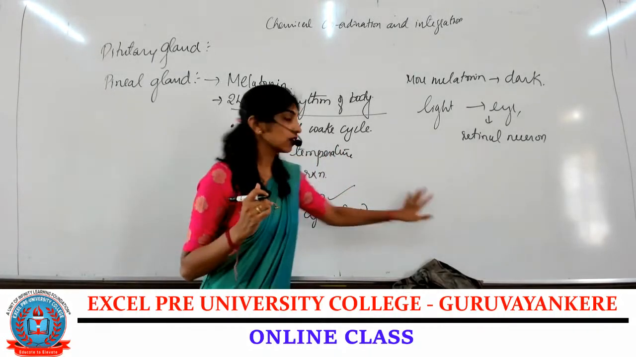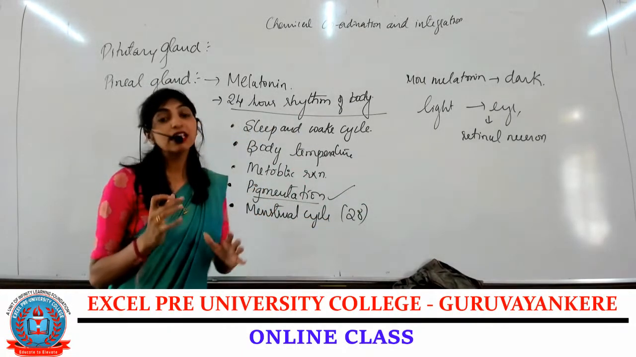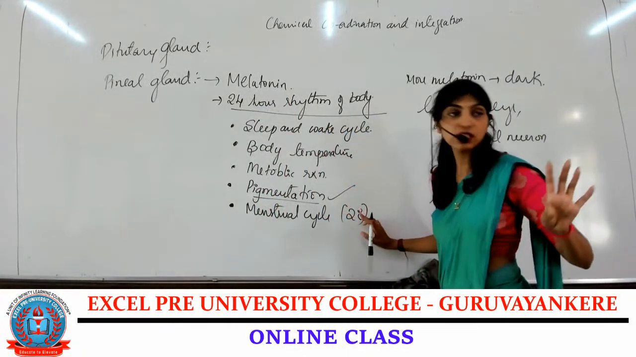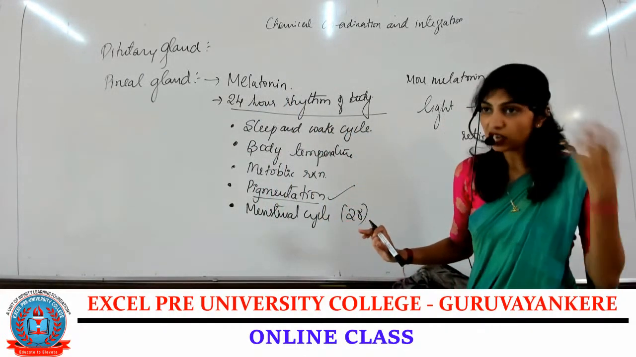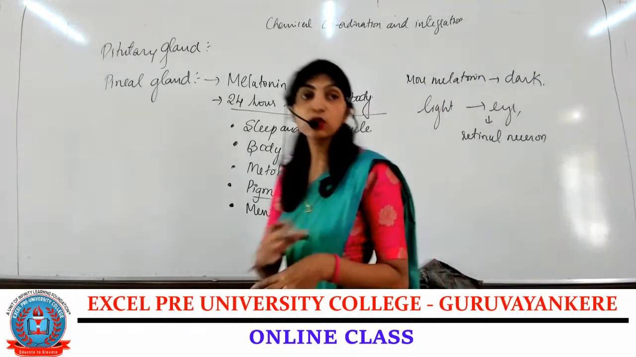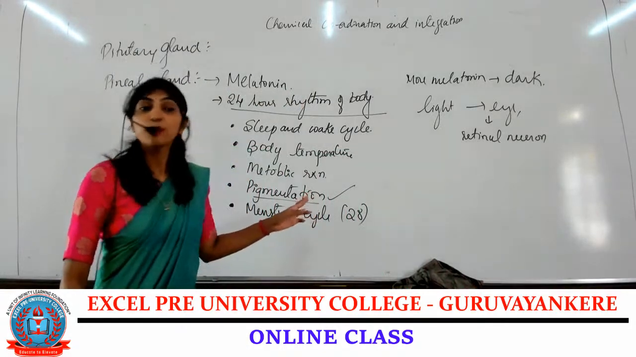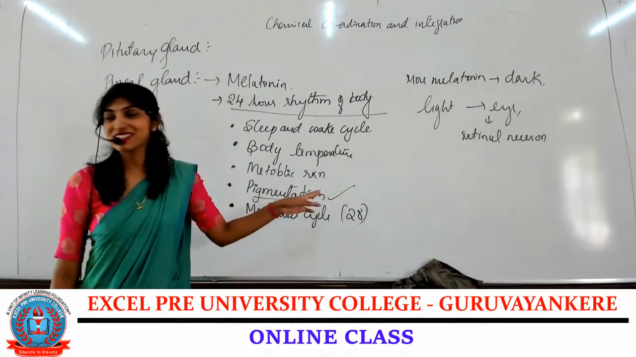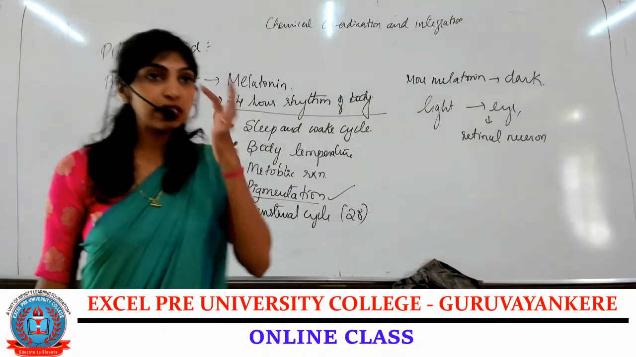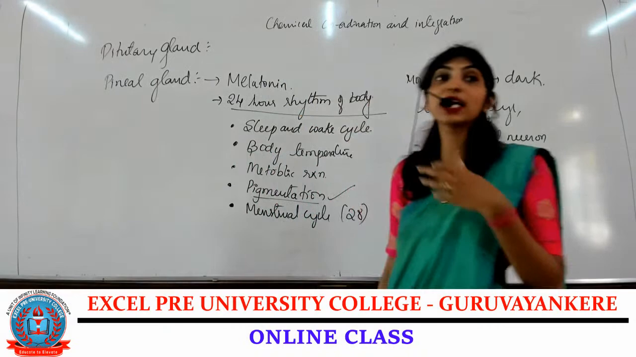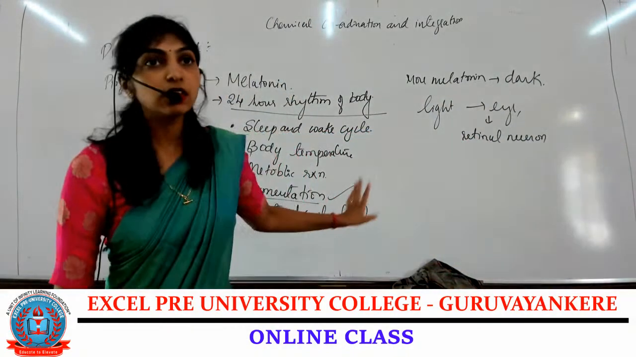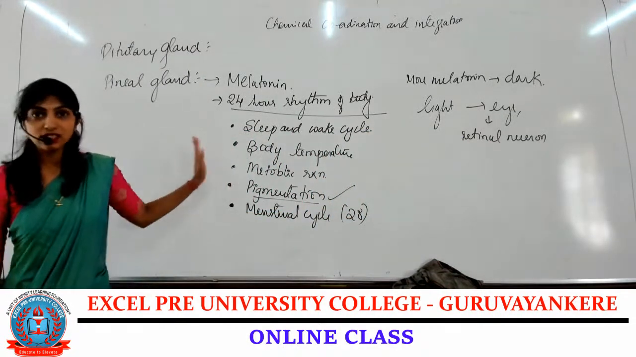Clear? Then coming to the female, every 28 days, it is not only melatonin. There are other hormones along with it, but melatonin also takes part in helping to regulate or maintain the 28 day menstrual cycle. Clear? This is about the pineal gland. The pineal gland is also called the biological clock of the body. Is it clear? Coming to the next gland.